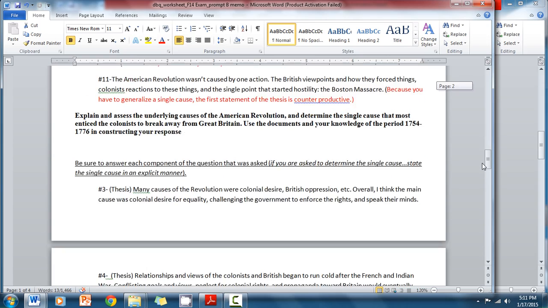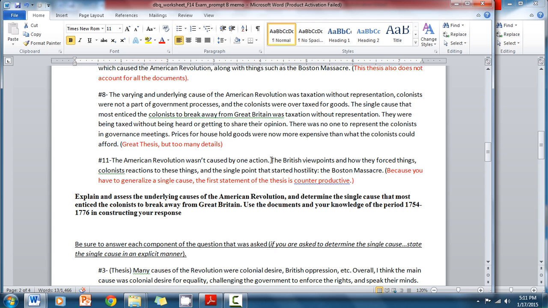This is a theory. This is a hypothesis. So to start off by saying, well, it wasn't caused by one action, all right, that's not a good idea. We know it wasn't caused by one action, but what are the various different causes? Which one was most significant, or which cause, as I mentioned earlier, had the most weight?